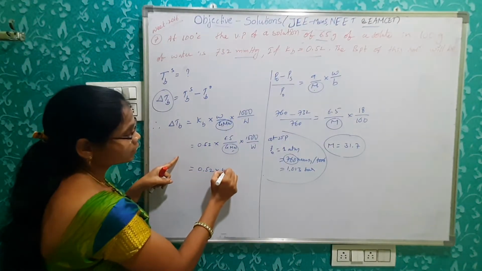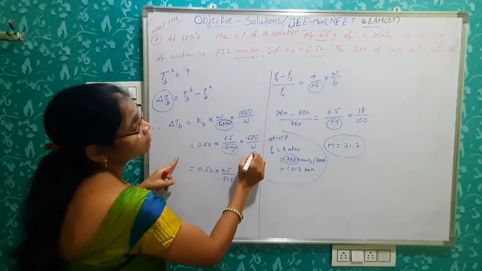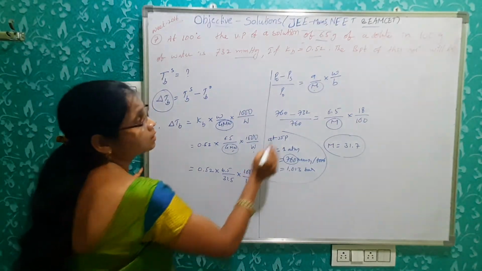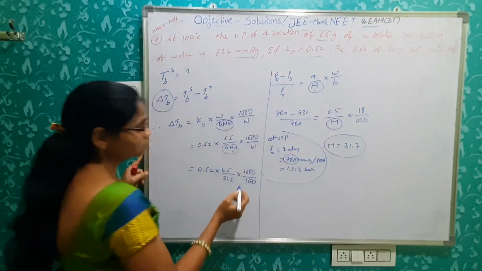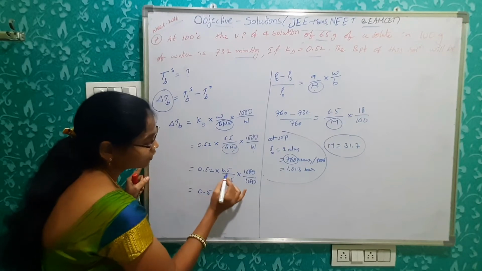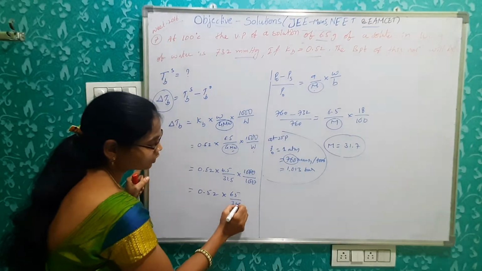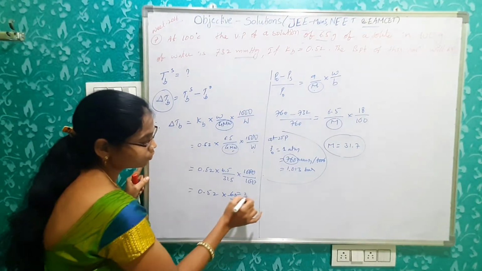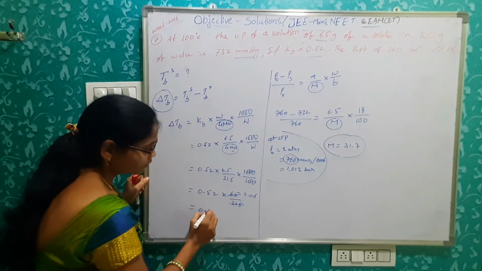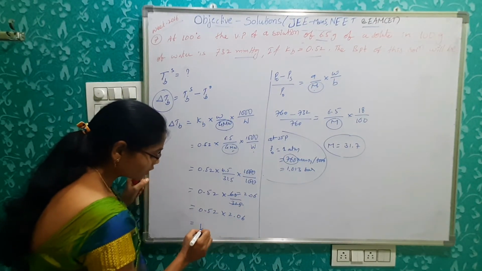0.52 into 6.5 by 31.5 into 1000 by weight of water 100. 100 grams is given here as the weight of water, so two zeros mutually cancel. 0.52, 6.5 into 10 means 65 by 31.5. So almost 2.06. 0.52 into 2.06, by multiplying this we will get 1.07.